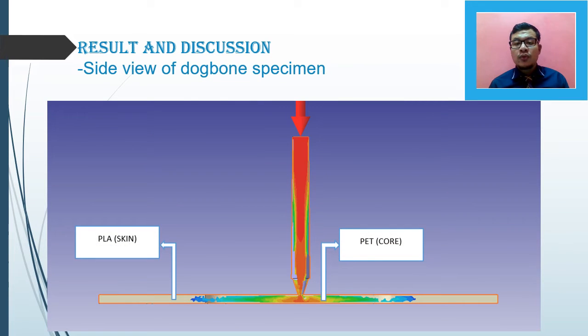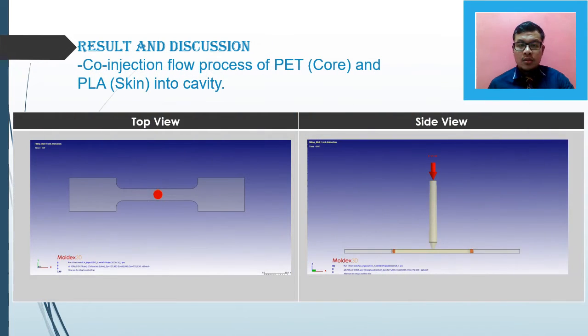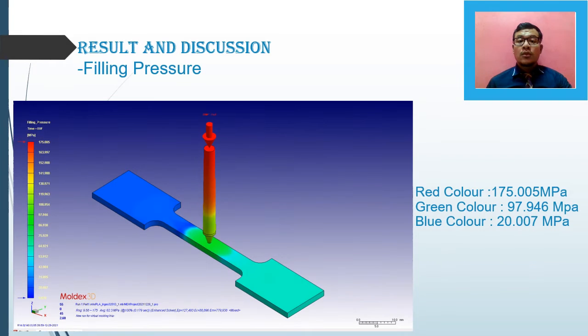Here is a side view of the dog bone specimen, where we can see the PLA, which is the skin material, in white color and the PET for the core material in colorful color. Here is the co-injection flow process of core and skin material into the cavity from the top view and the side view. In this results and discussion session, the sixth trial is selected because it showed the lowest value of warpage.